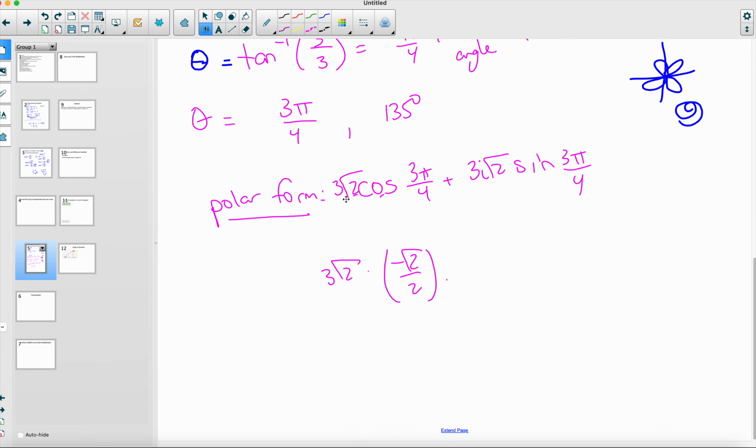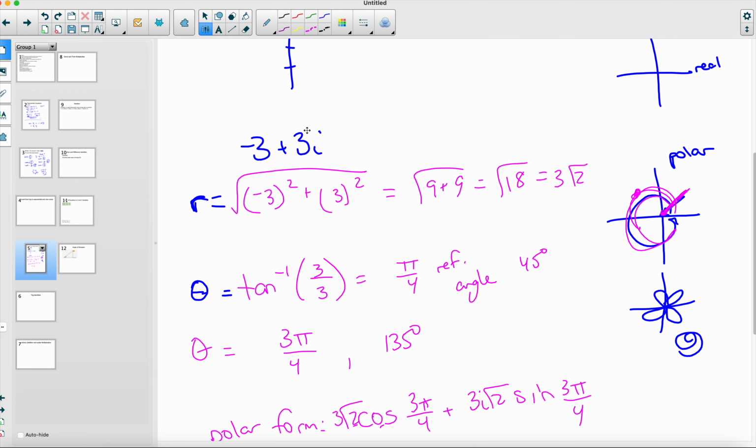So going from polar form to standard form is a little bit easier because all you're doing is multiplying it out. Find cosine of the angle, multiply it by the value in front, find sine of the angle, multiply it by the value in front, and it will give you your complex number in standard form.